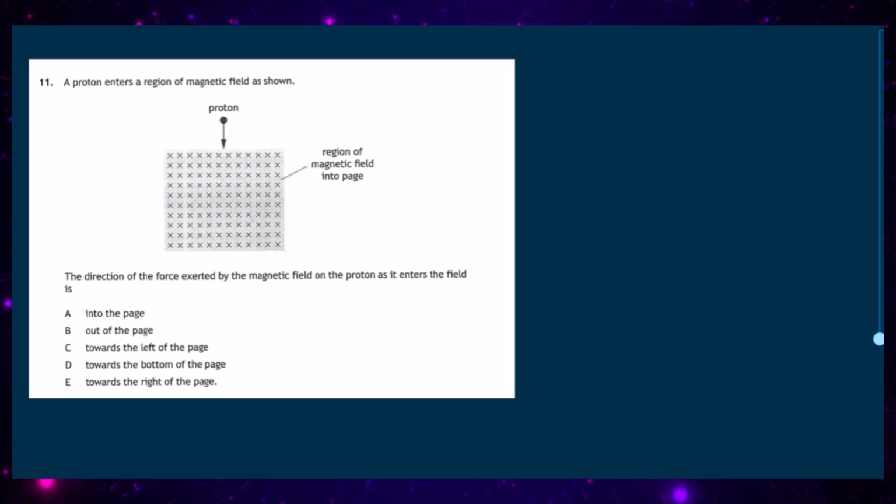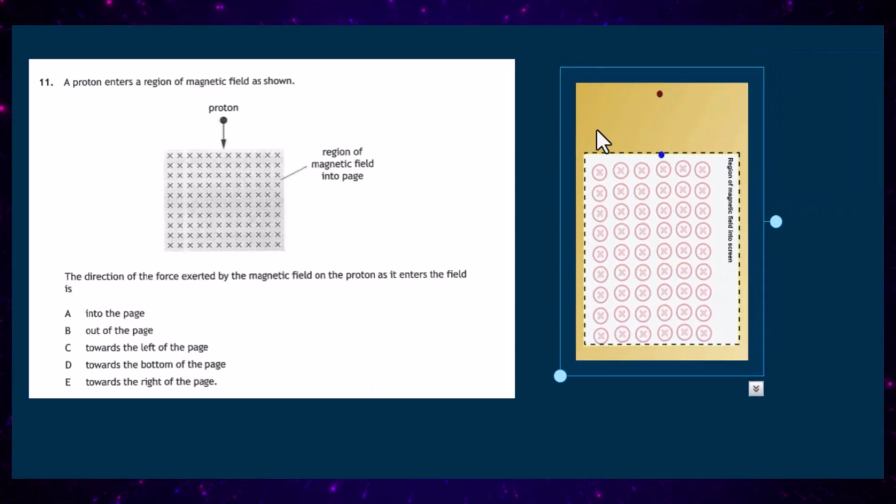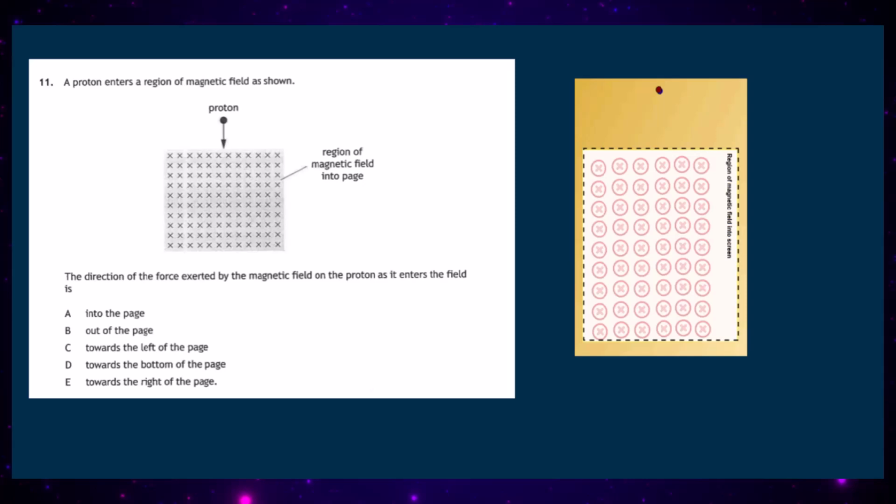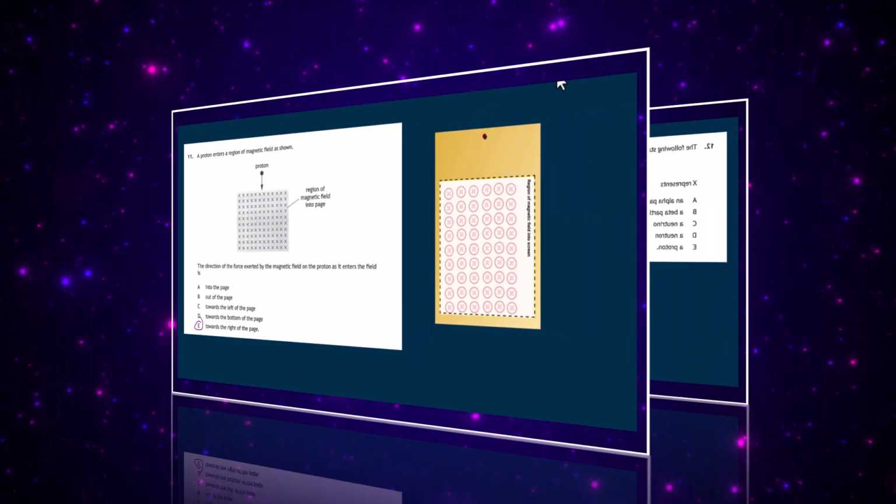and we can see this in a little diagram here. We can see a simulation from the website I have. You can see the positive charge, the blue dot representing the positive charge, enter the magnetic field and being swept away to the right hand side of the page, and we can practice using our left hand rule to get that right. So the answer for this question here is that it's going to be moving towards the right of the page, and the answer is E.